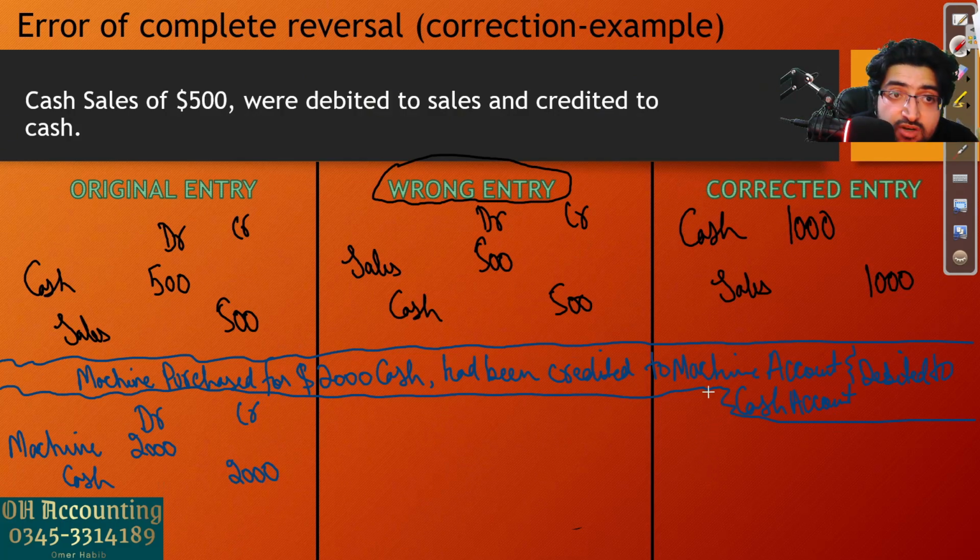Whenever you get error of complete reversal, all you have to do is rewrite the original entry. I'm telling you the shortcut. Machine. Rewrite the original entry and just double the values. So machine debit by 4,000 and cash credit by 4,000, and you're done.